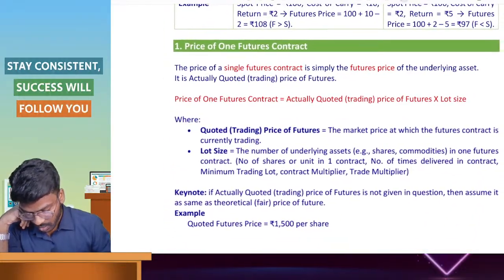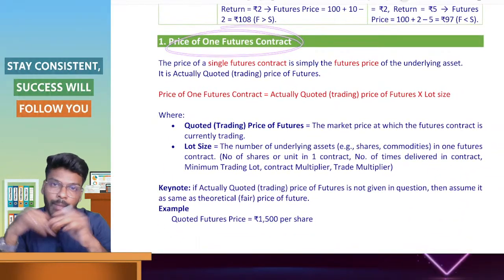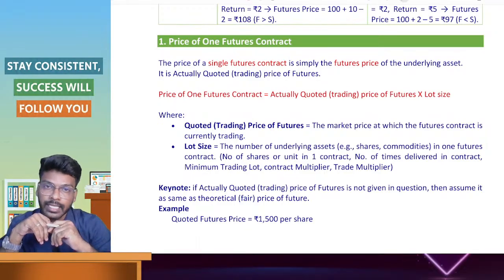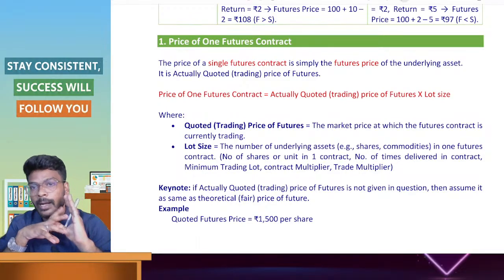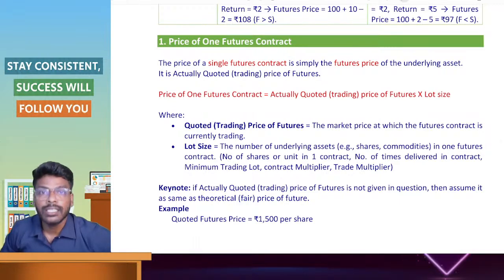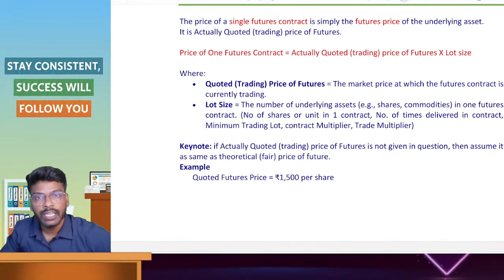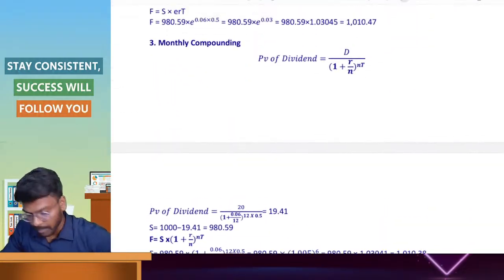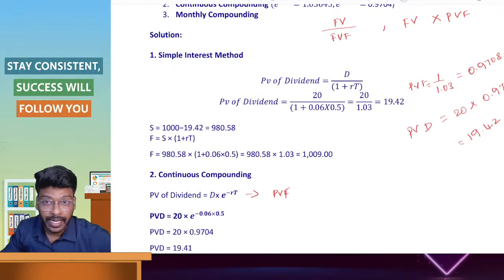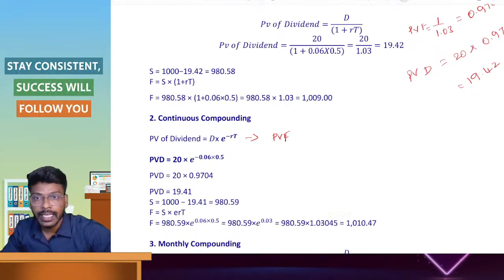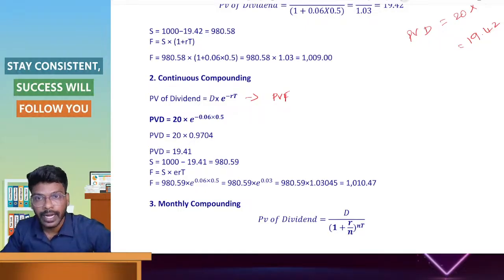The price of one future contract is to be computed as the actually quoted trading price multiplied with the lot size. Lot size is the number of shares or units in one contract. Next, the actually quoted price will be given in the question. If the actually quoted price is not given, the price we have computed now, the pricing of futures, that is the theoretical price or fair value, is to be used as the actually quoted price if information is not provided in the question.